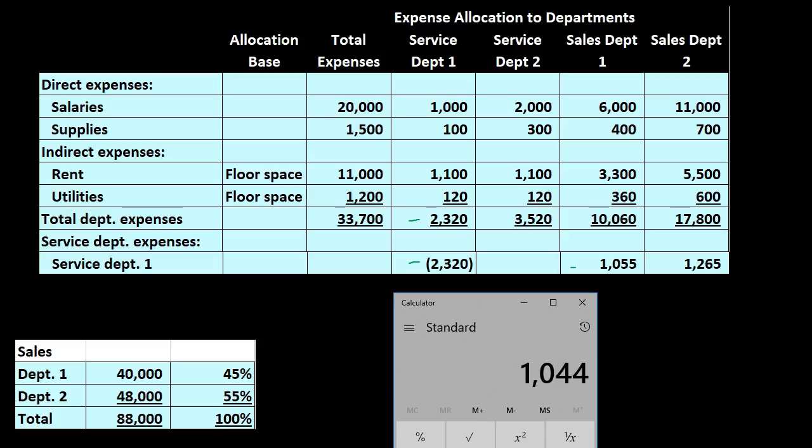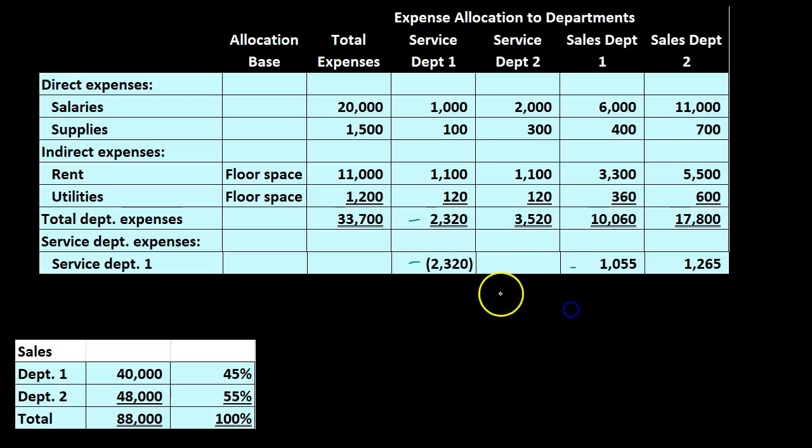1,044. Now note there's rounding, of course. If we took the actual percentage, it was 40,000 divided by 88,000, which is really 0.454545 times the 2,320, and that's going to give us closer to 1,055. Note there's always going to be rounding issues. These are estimates, of course, and even if we round it to the penny, we're still going to have rounding issues.